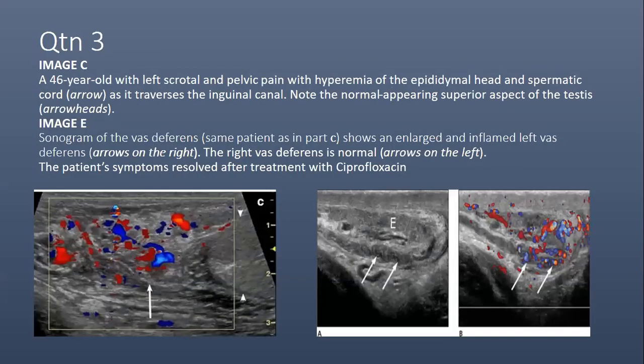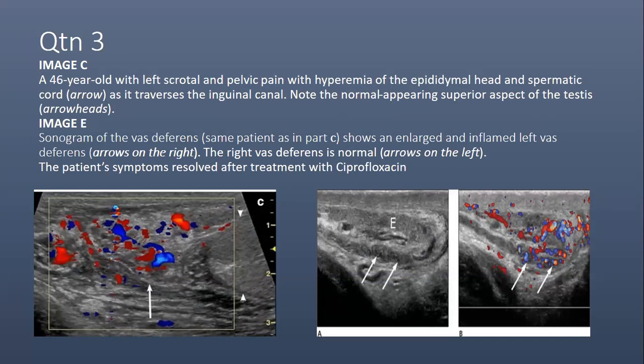Question 3. This is a 46-year-old with left scrotal pain and pelvic pain. Those are two things to underline: left scrotal pain and pelvic pain, with hyperemia of the epididymal head and the spermatic cord. Another thing to highlight: there is hyperemia of both the epididymal head and the spermatic cord as it traverses the inguinal canal. You can see that I've clearly put the arrows.